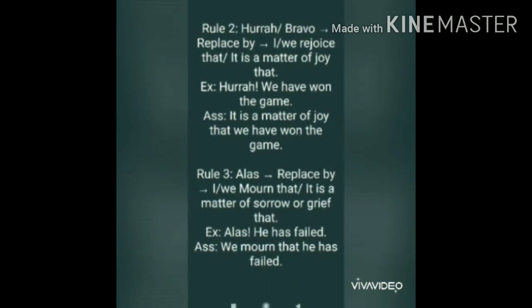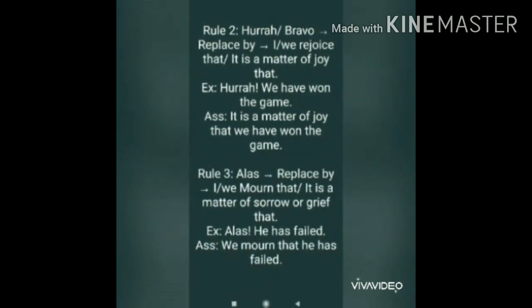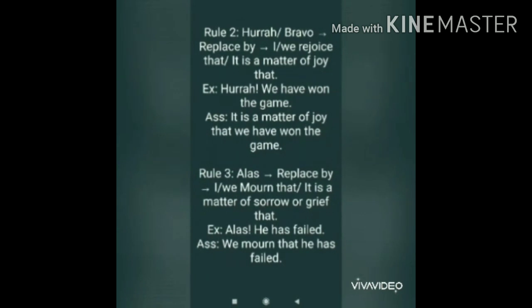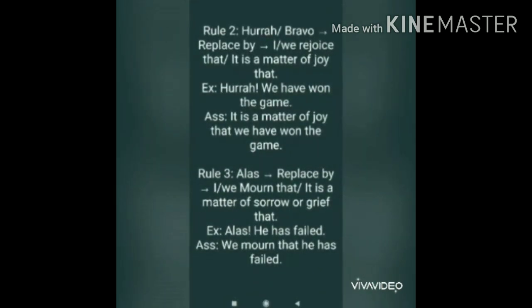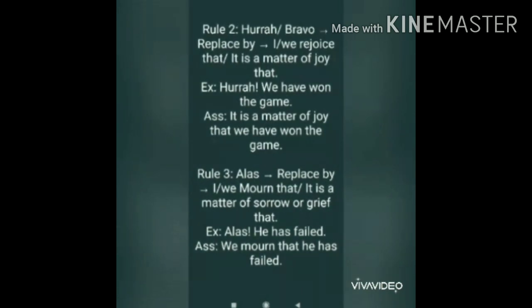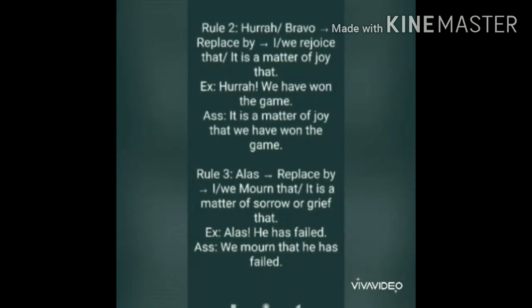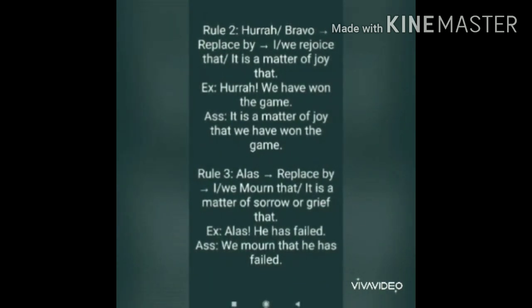Similarly, rule 3 says if any sentence is having the word alas, then you have to replace it with I or we mourn that, or it is a matter of sorrow or grief. For example, alas, he has failed. So it will become: we mourn that he has failed.